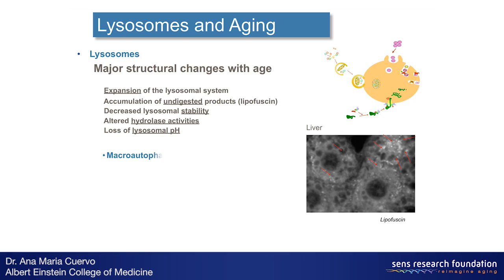In addition to the alterations in the lysosomal compartment per se, it has been shown that the different autophagy pathways also decrease with age. There have been reports showing a decrease in macroautophagy and chaperone-mediated autophagy. In the case of microautophagy, the lack of markers to follow this process makes it still questionable whether or not this process changes with age. So what do we know about the changes in macroautophagy with age?